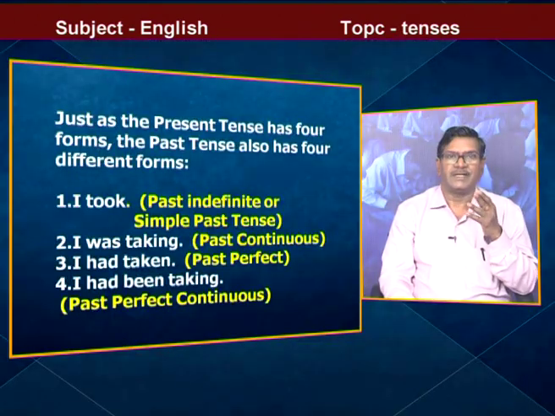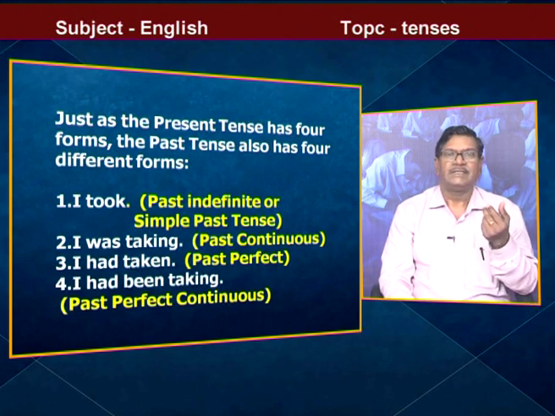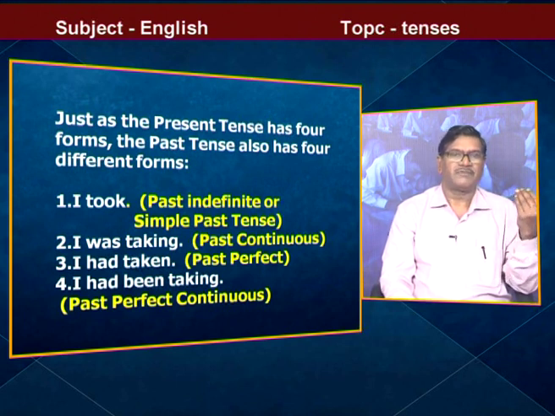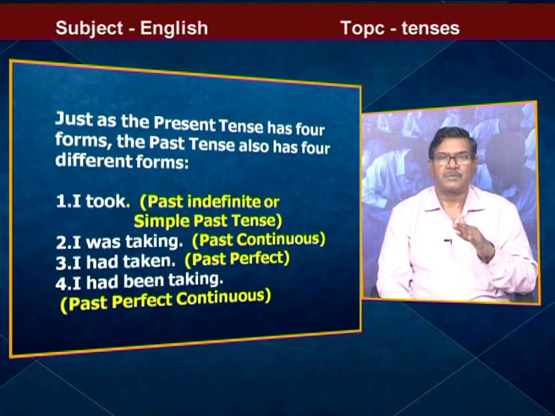Now, let us move on to past tense. Just as the present tense has 4 forms, even the past tense also has 4 different forms. What are they? Past indefinite or simple past tense, past continuous, past perfect and past perfect continuous. Present indefinite, past indefinite. Present continuous, past continuous. Present perfect, past perfect. Present perfect continuous, and this is past perfect continuous.